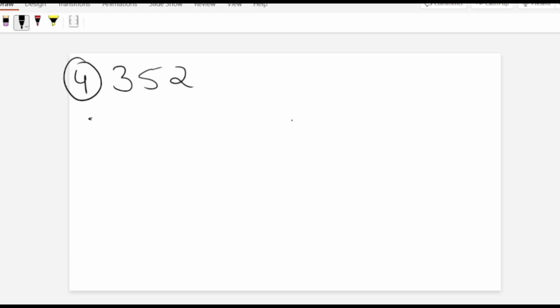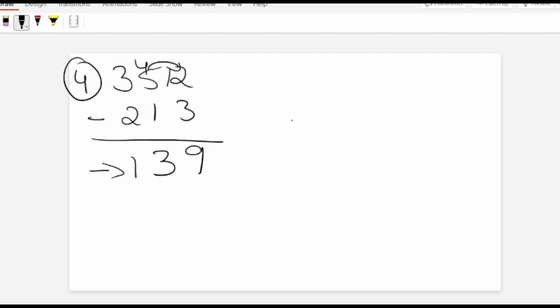352 minus 213. Here also the same. Here what? 2. 2 is a small number, 3 is a big number. So you have to borrow 1 here. If you borrow 1 here, it will become 12, and the other will become 4. 12 minus 3, how much? 3, 4, 5, 6, 7, 8, 9, 10, 11, 12. How much? 9. Okay. 4 minus 1, 3. Then 3 minus 2, 1. 139 is the answer. Okay.